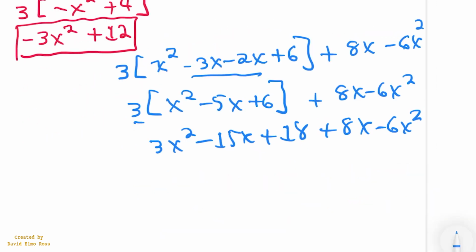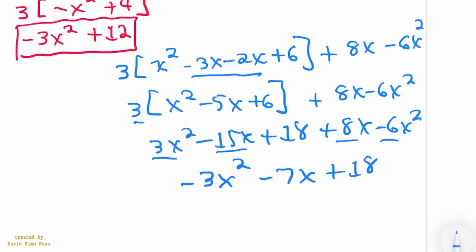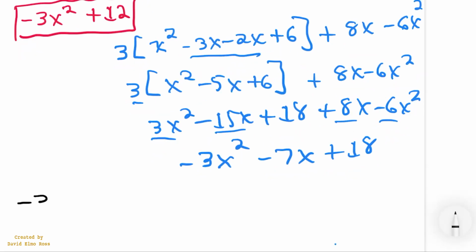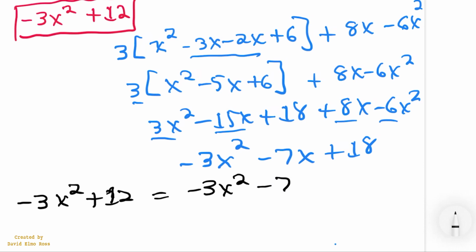Oh, this is quite an exercise. We can say 3x squared minus 6x squared, so this is minus 3x squared. We have minus 15x plus 8x, so that's going to be minus 7x plus 18. So this is what we're going to have on our right side of our equation. This is going to give us minus 3x squared plus 12 is equal to minus 3x squared minus 7x plus 18.